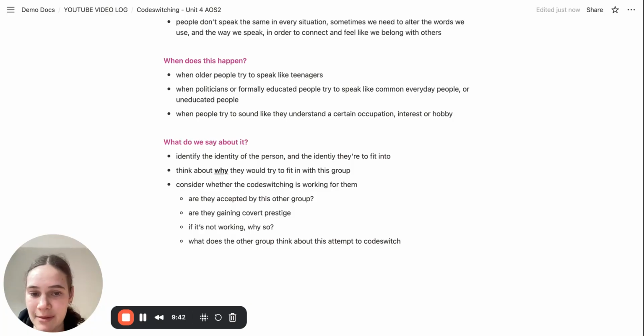So then we've considered why would they do this, and you really have to unpack that. Consider whether the code switching is actually working for them. So are they accepted by this other group? Think about if someone that's older, like a parent or even a teacher, who starts using this teen slang, consider if that is actually allowing them to be accepted into the in group of teenagers. Chances are, most commonly, it's not. Usually we see it and we're like, well, that's cringe.